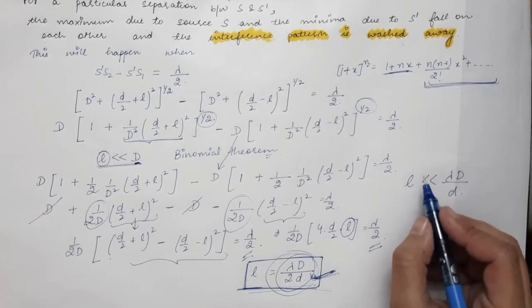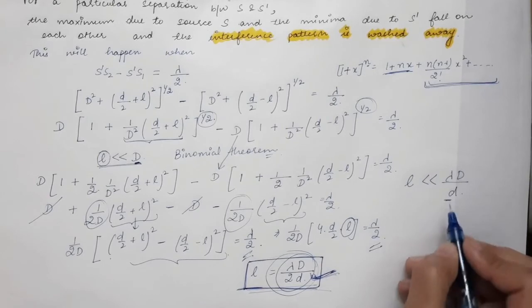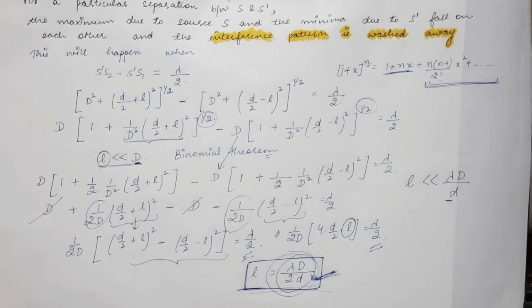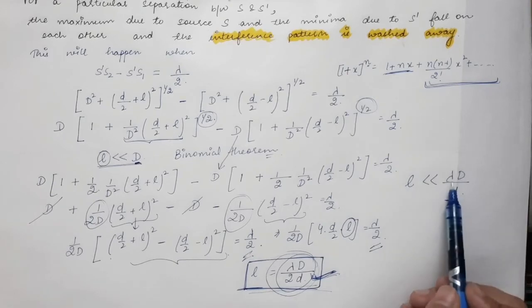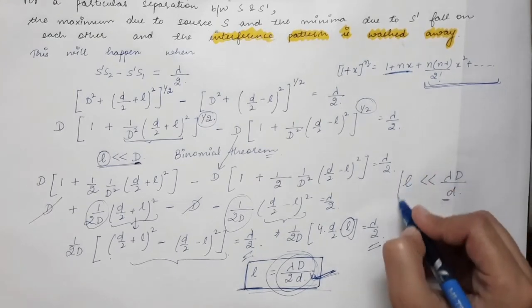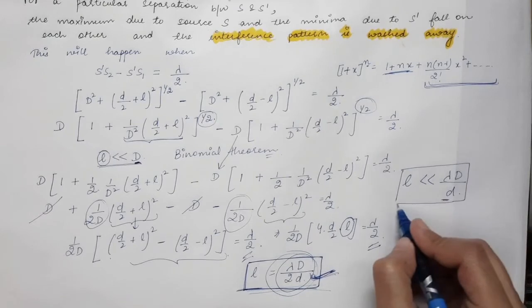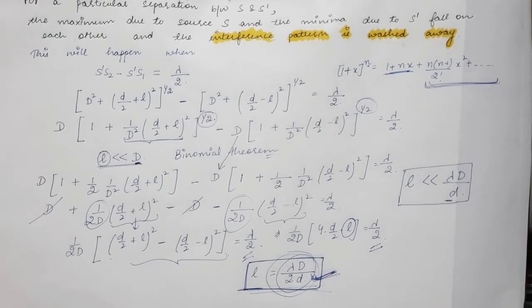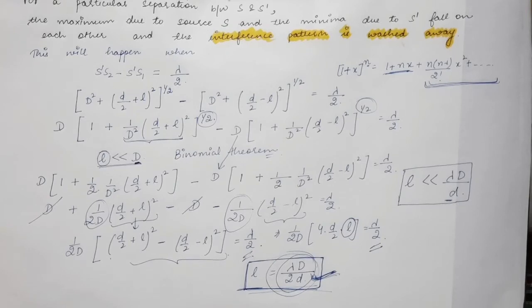So the distance between S and S prime, or you can say the thickness of the extended source, must be very less as compared to lambda into capital D divided by small d. So this is the condition when the interference pattern by an extended source is of good visibility.